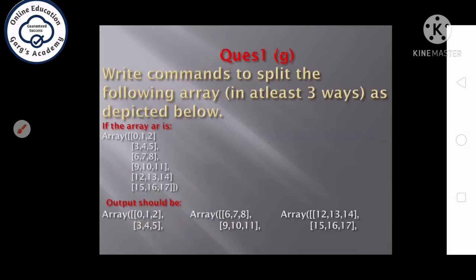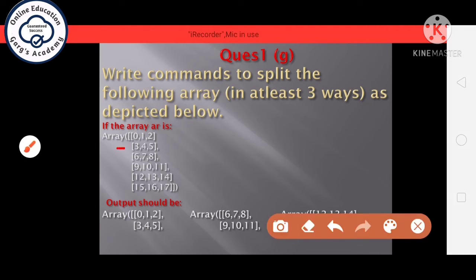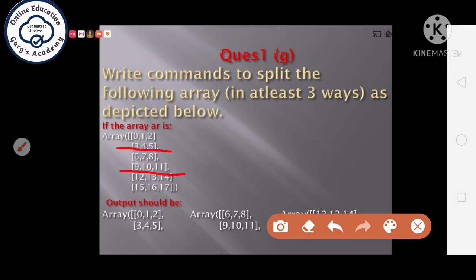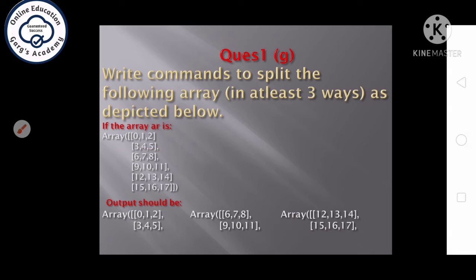Next question, write commands to split the following array in at least 3 ways as depicted below. Now students, look carefully at what it is going to do. It is going to divide the array in vertical direction in 3 parts. So how you can write the answer in 3 possible ways? There are only 2 functions, split and vsplit, which can be used for this purpose, but in 2 different ways. These both functions can be used as.